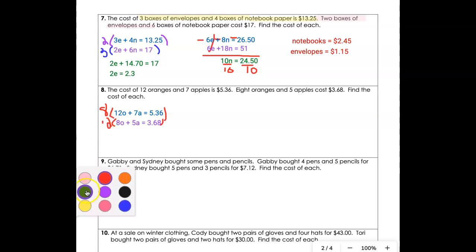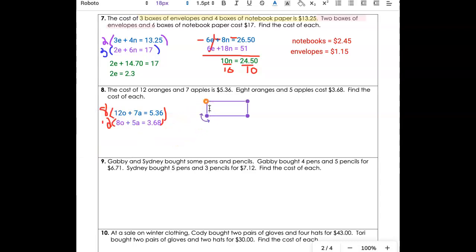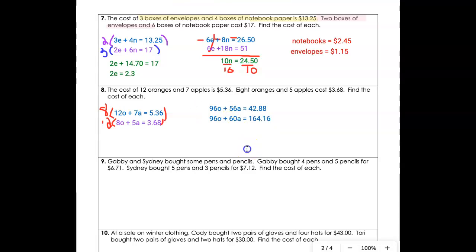I'm going to run out of time on my recording here. All right, so whole top by 8, 96 O, 56A equals 4288. And then on the bottom, 96O plus 60A equals 164.16, and then we just pick one to make negative, add them up, and solve for our variables.